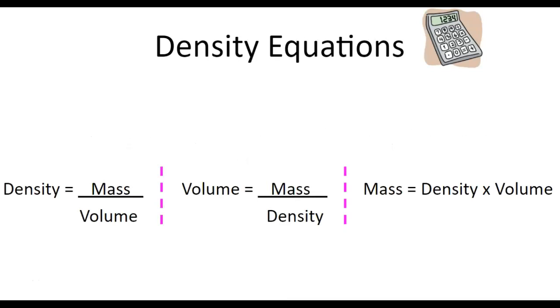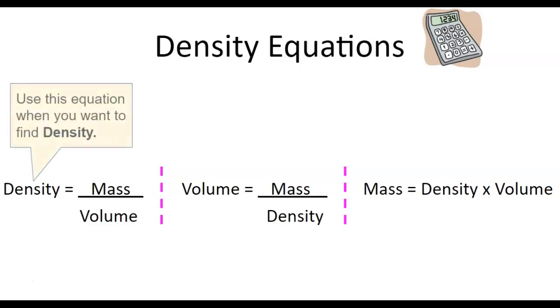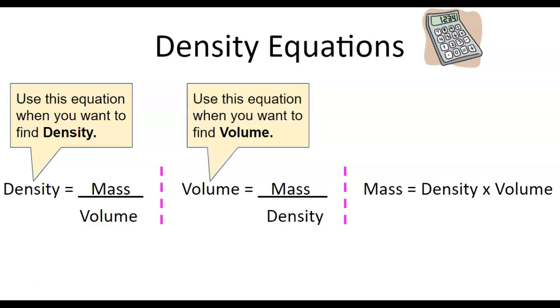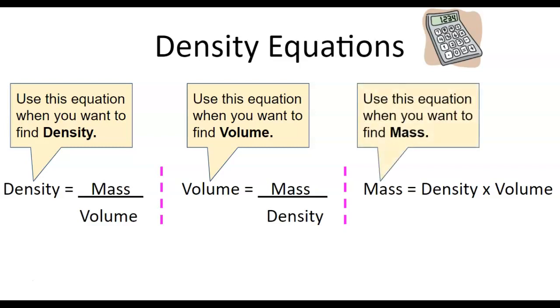Remember, there are three density equations. The first one, density equals mass divided by volume. You use this one when you want to find the density, and you can tell that because the density is the variable that is isolated. So you're solving for density here. The second equation is volume equals mass divided by density. And of course, you'll use this equation when you want to find volume. And finally, the last one, if you want to find mass, you use mass is equal to density times volume.